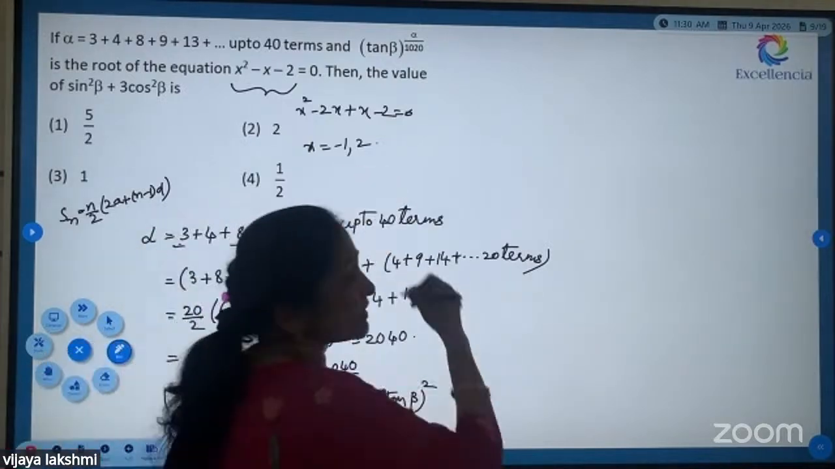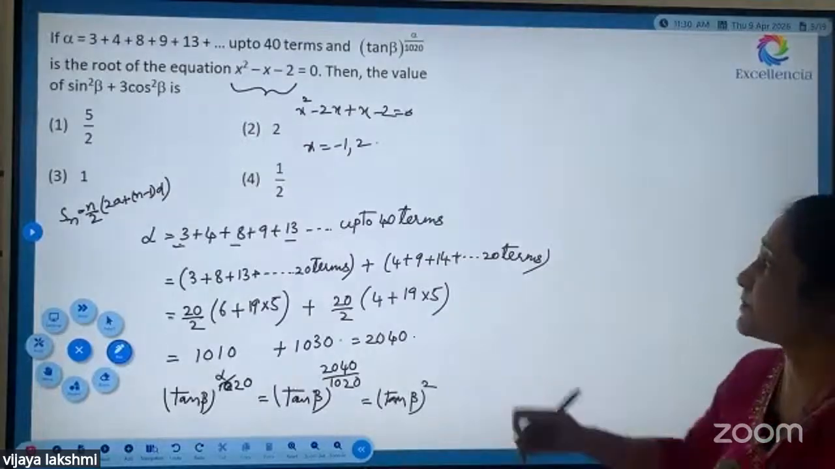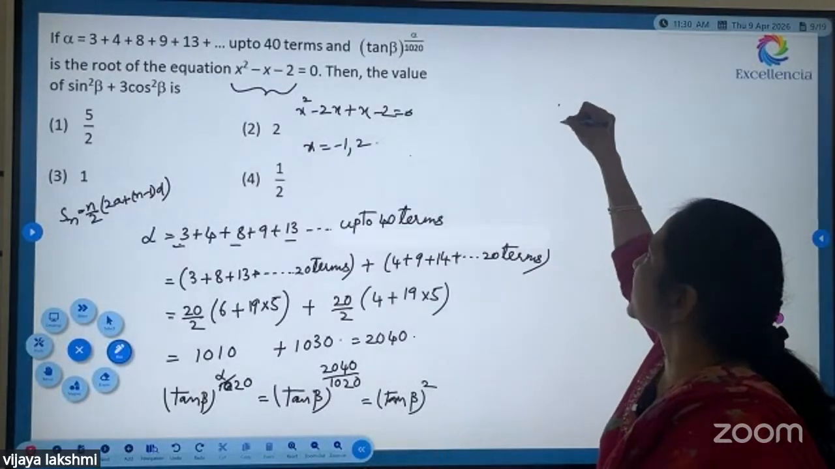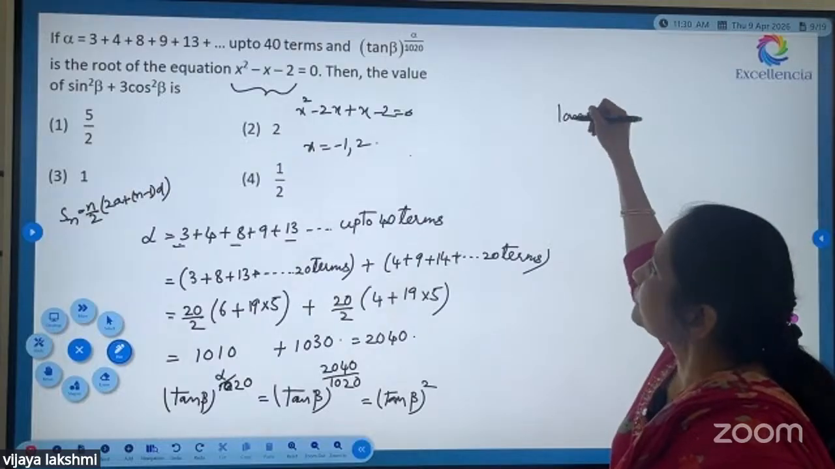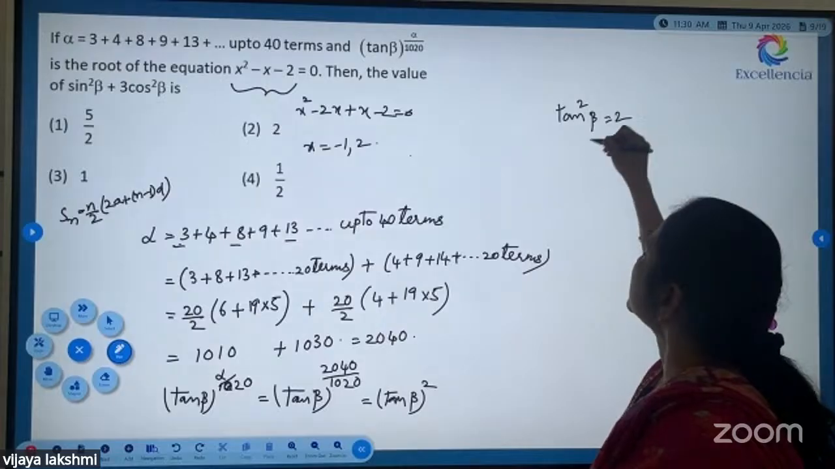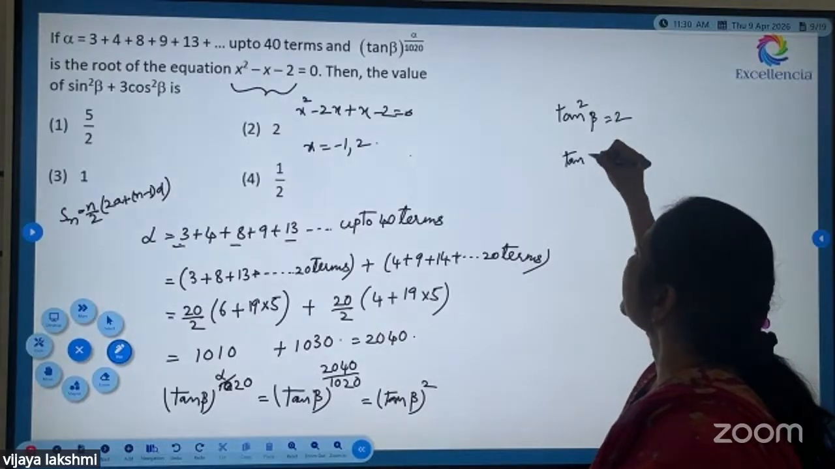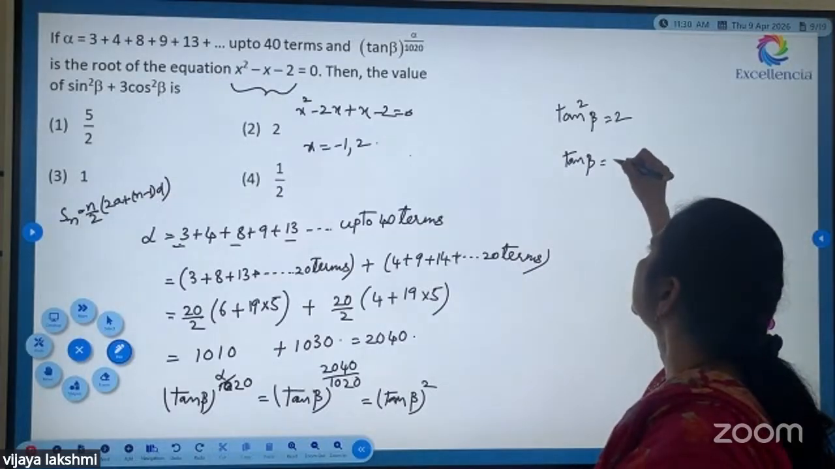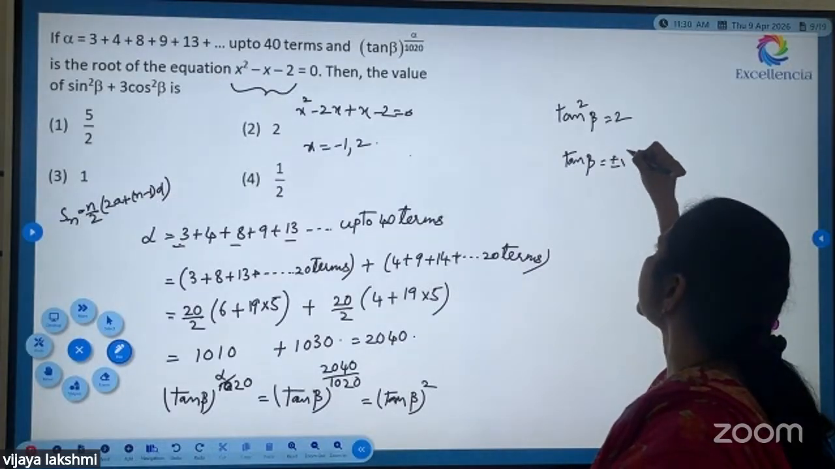Now we got 2 roots. What are the roots? Minus 1 and 2. But a square cannot be negative, so we can consider tan square beta equal to 2. They give only the positive value, because whatever the question they asked is in the square root. Otherwise, like you can start.